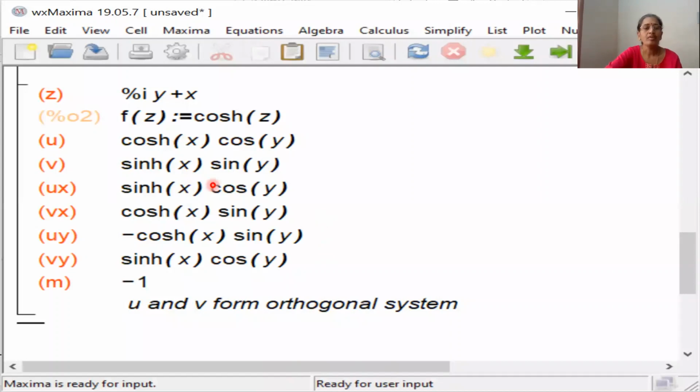So this is the output. See here, this is the value of z, and this is f of z, the functional value cos hyperbolic z. And u, this is the real part, and v, that is the imaginary part. And these four are the partial derivatives of u and v with respect to x and y. And the m value is minus 1, therefore the two curves, that is u equal to c1 and v equal to c2, form an orthogonal system.